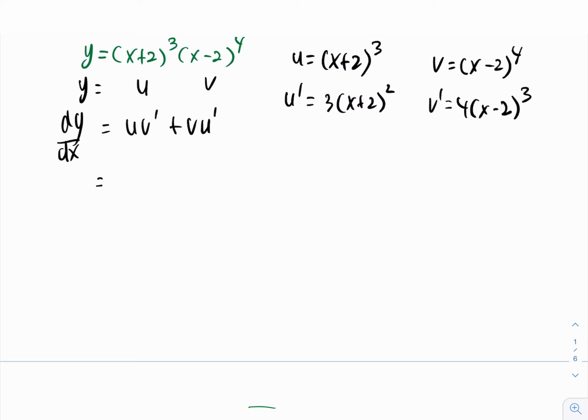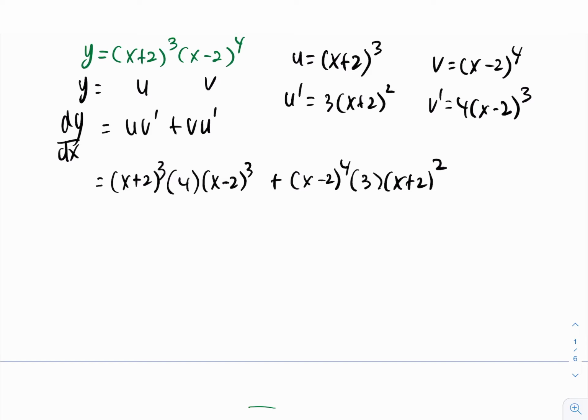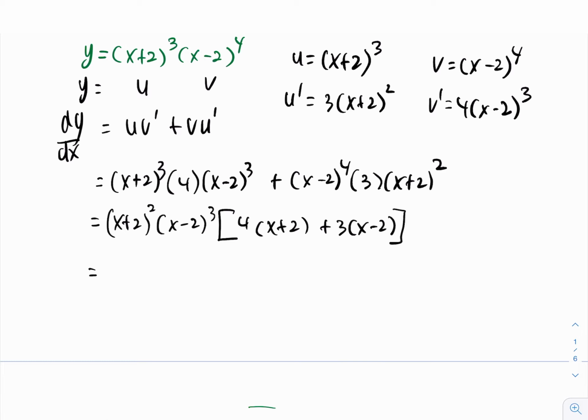So u v prime plus v u prime. Then we can simplify this. We have the same terms here, (x plus 2) and (x plus 2), (x minus 2) and (x minus 2), so we can factorize, and when we simplify, this is our final answer. You can pause this and do it by yourself.